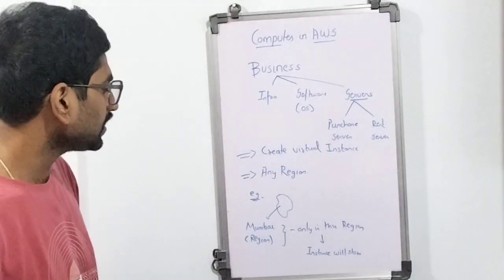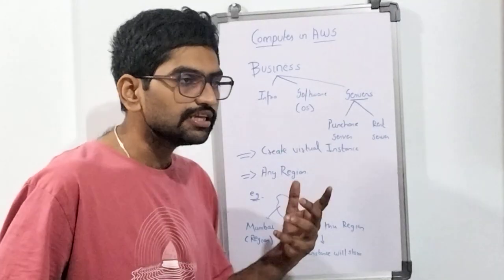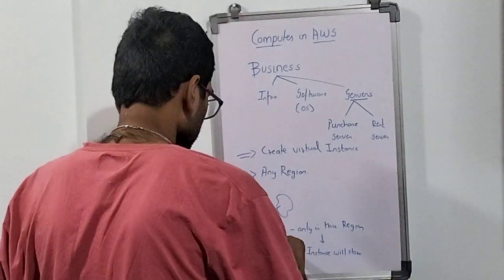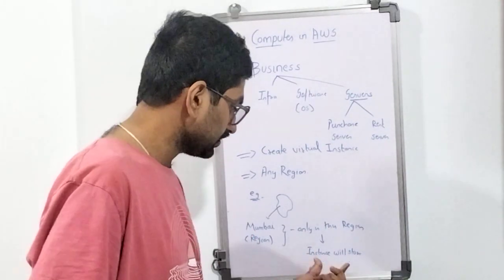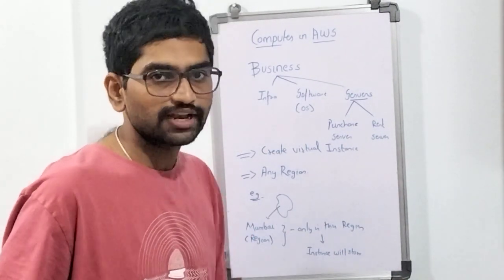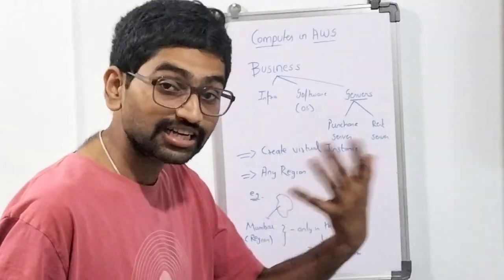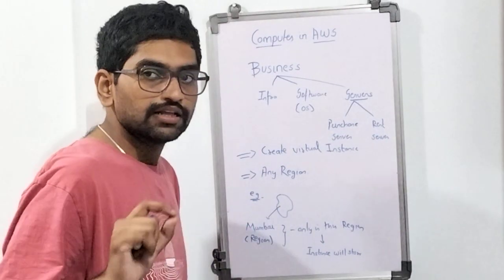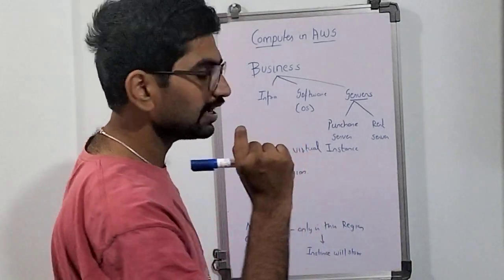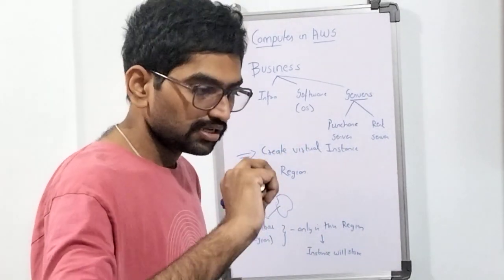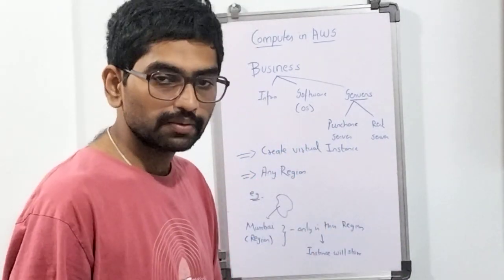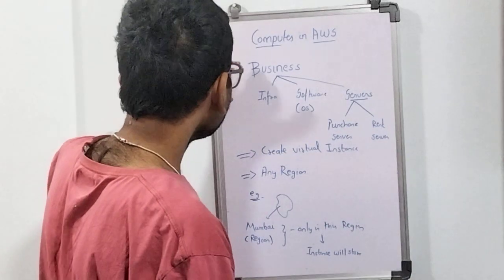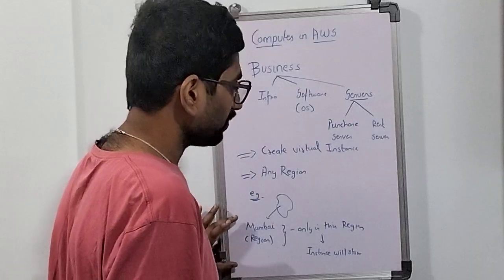So what does this mean? Let's say Mumbai is the region. In the Mumbai region we have three separate places where this instance can be stored. That is called an availability zone, which we discussed in the last lectures. So that's why this instance will be stored only in this Mumbai region. So whenever you create an instance, you should always see which location you are creating the instance in. So these are some points that are required for computes.